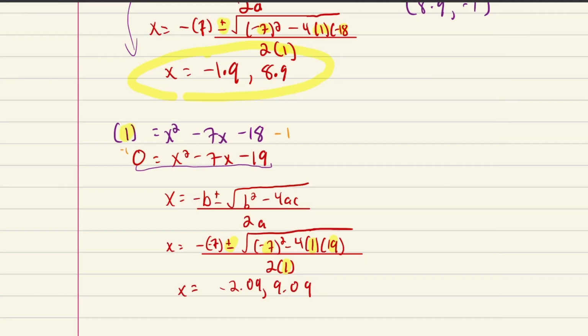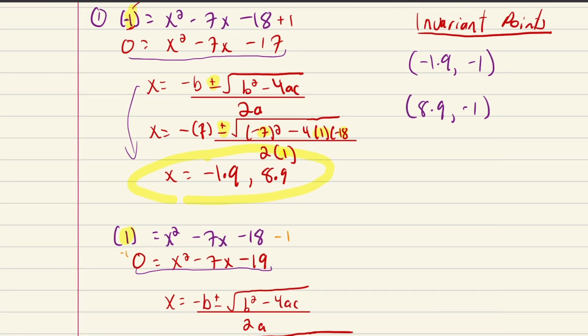Plugging all the values into the quadratic formula, we end up getting our 2 x's at negative 2.09 and 9.09. So going back to here, we would say that there are invariant points at negative 2.09 and 1, and as well at 9.09 and 1. And so here are all the invariant points of this quadratic reciprocal if we were to solve for it algebraically.